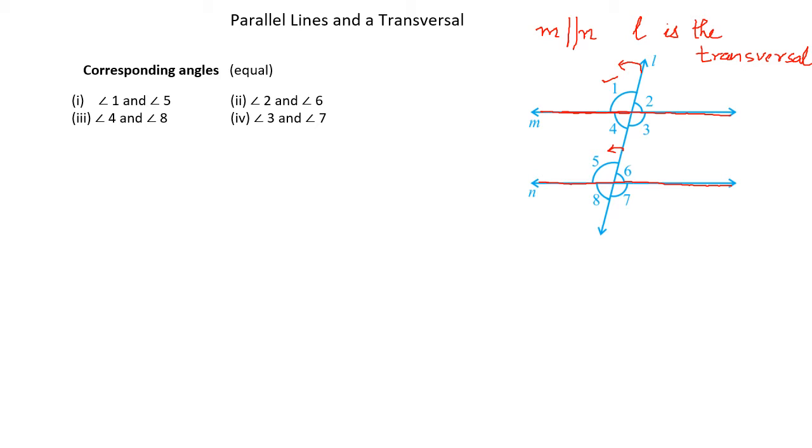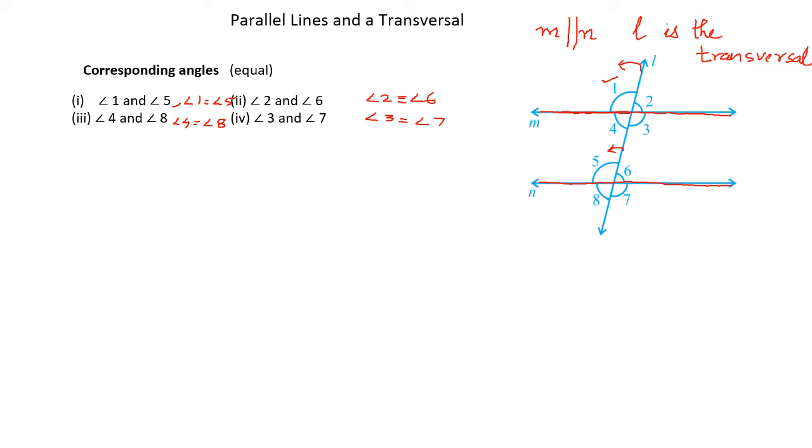What do you know about these angles? They are equal. That is, angle 1 is equal to angle 5. Angle 4 will be equal to angle 8. Angle 2 will be equal to angle 6. Angle 3 will be equal to angle 7. Now children, you will not be asked to prove this or show this and all those things. You have to remember that these angles are equal, and depending on this, you will be getting questions to solve or find the missing angles. Okay, that is what you're going to get.